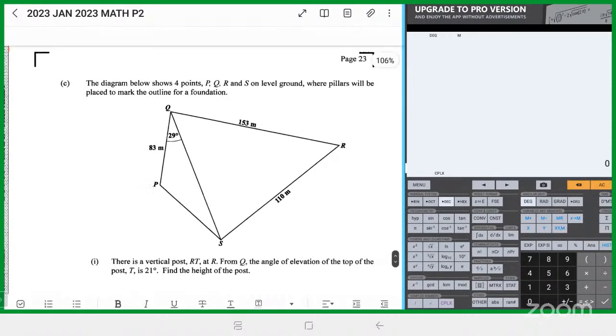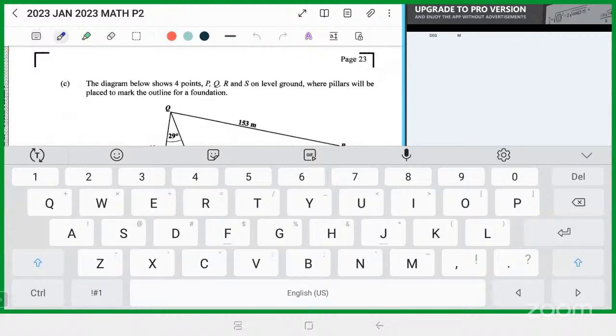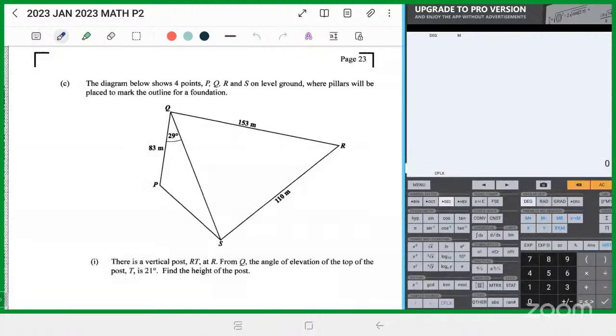So that is one of the questions I gave you. Another tricky question in section 2. We don't have any right angle triangles. You have to use sine rule and cosine rule to do it. You cannot use Pythagoras' theorem. The question says the diagram below shows 4 points, P, Q, R, and S, on level ground, where pillars mark the outline of a foundation.